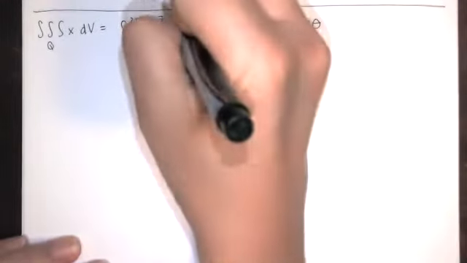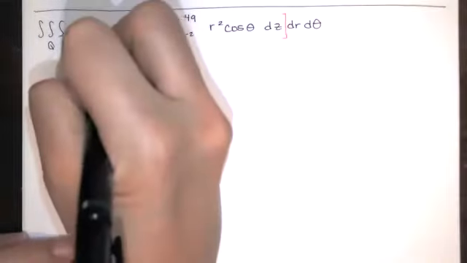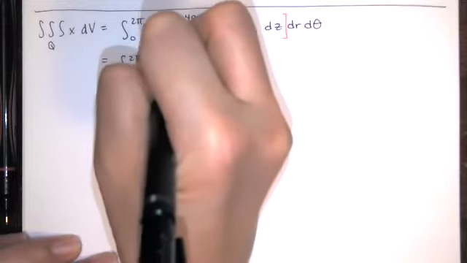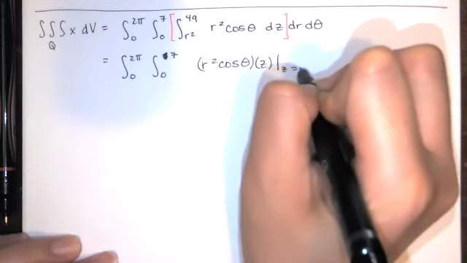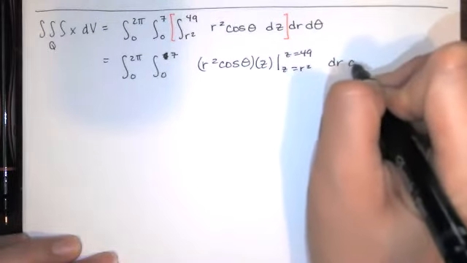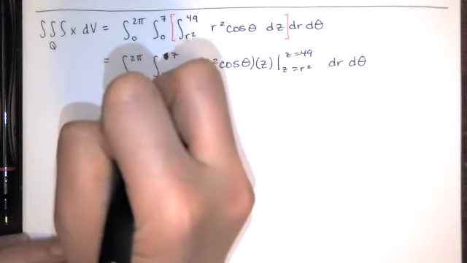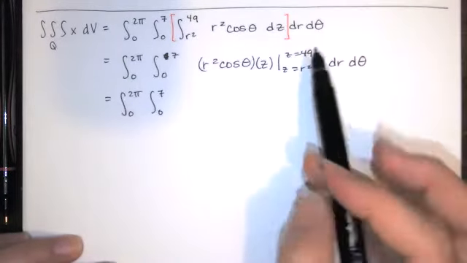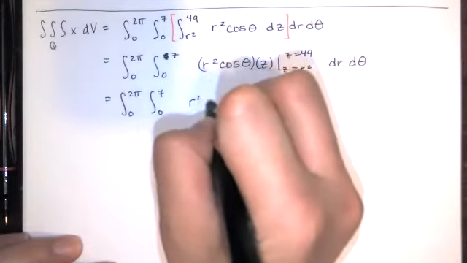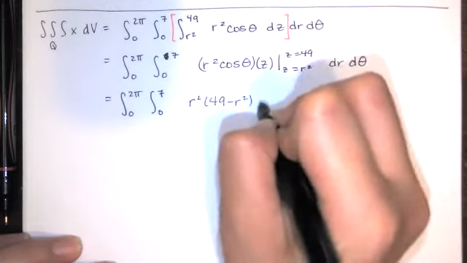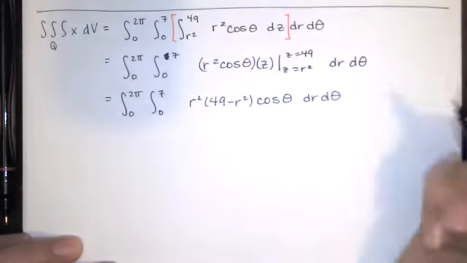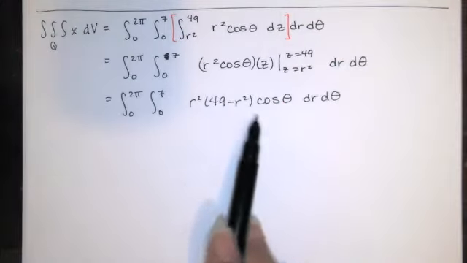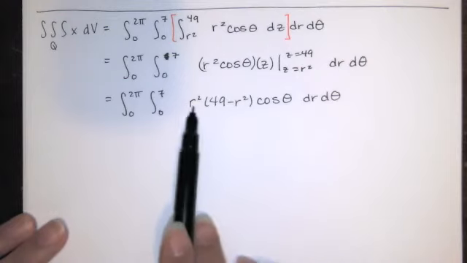Remember how this works. We start on the inside and we work our way out. First, anti-differentiate with respect to z. That's constant with respect to z. This should be a 7, sorry. The antiderivative of a constant with respect to z is that constant times z, evaluated from z equals r squared to z equals 49. When I substitute in 49 and r squared and subtract, I get 49 minus r squared. Just going to write that here next to the r squared. Now I've got r squared times another function of r squared. So in order to integrate this with respect to r next, it makes sense to distribute that r squared in.